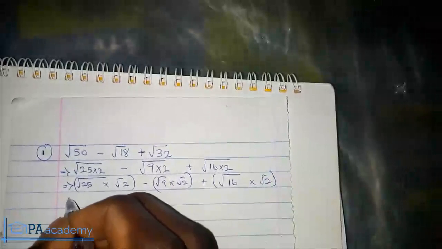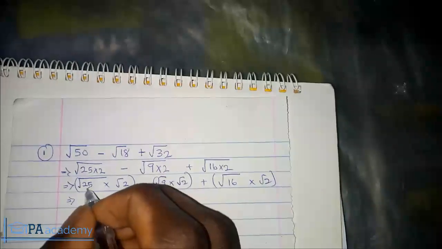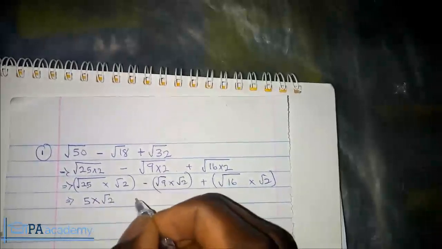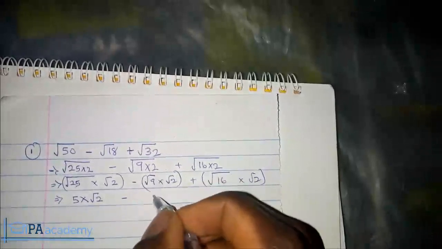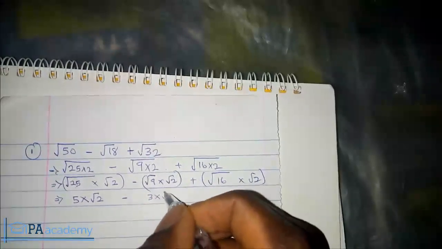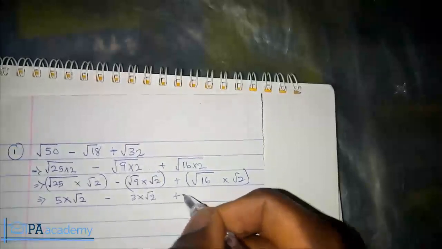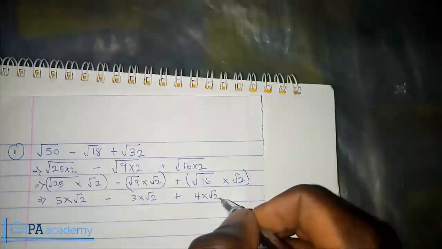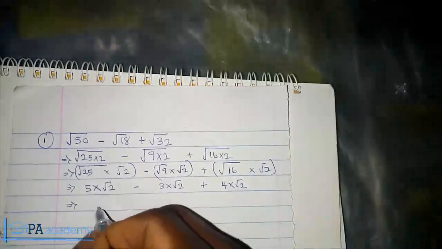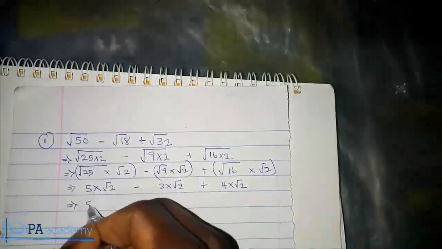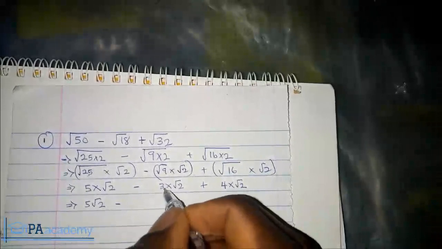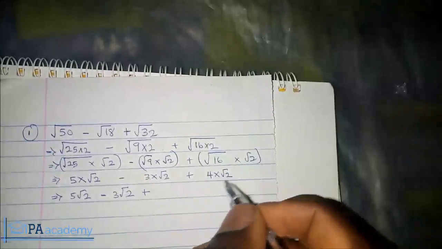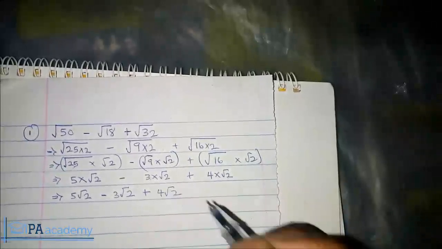Okay, so square root of 25 is 5, so that will be 5 times square root of 2 minus, now square root of 9 is 3, so multiply it by square root of 2 plus square root of 16 is 4, so times square root of 2. So this will give us 5 times root 2, that will be 5 root 2, minus 3 times root 2, that will be 3 root 2, plus 4 times root 2, that will give us 4 root 2.